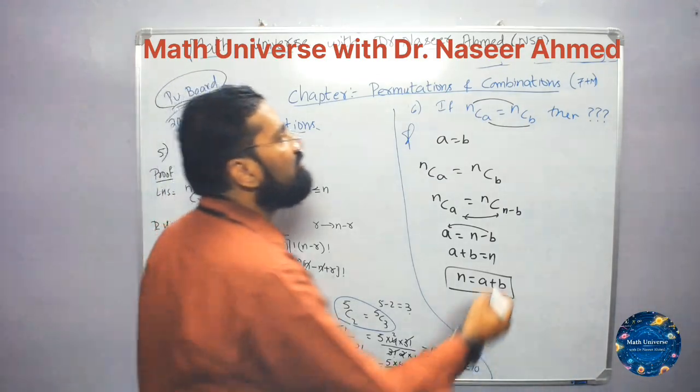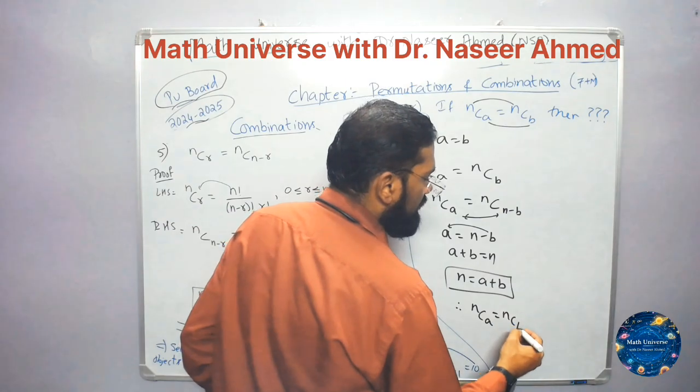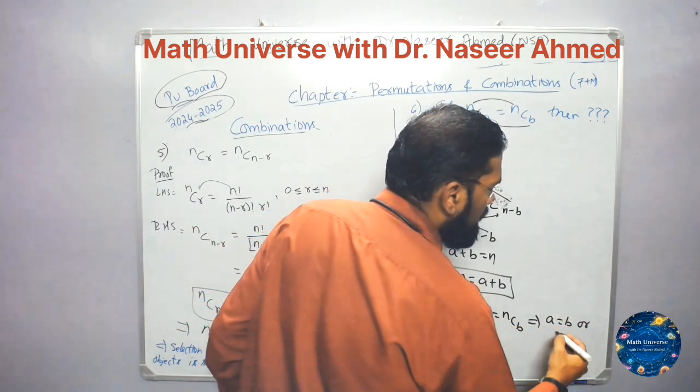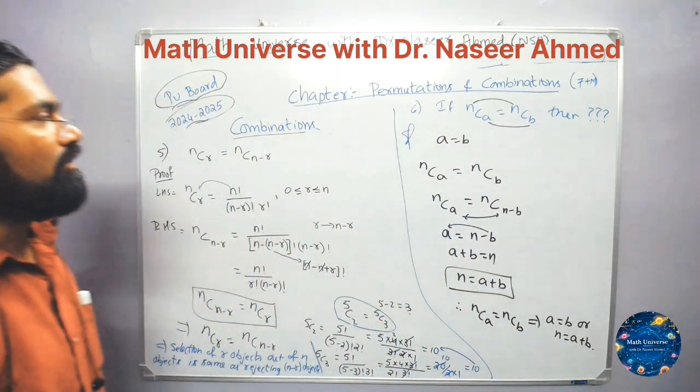So whenever we have nCa is equal to nCb, there can be two things: either a is equal to b, or n is equal to the sum of a and b. Make a note of this.